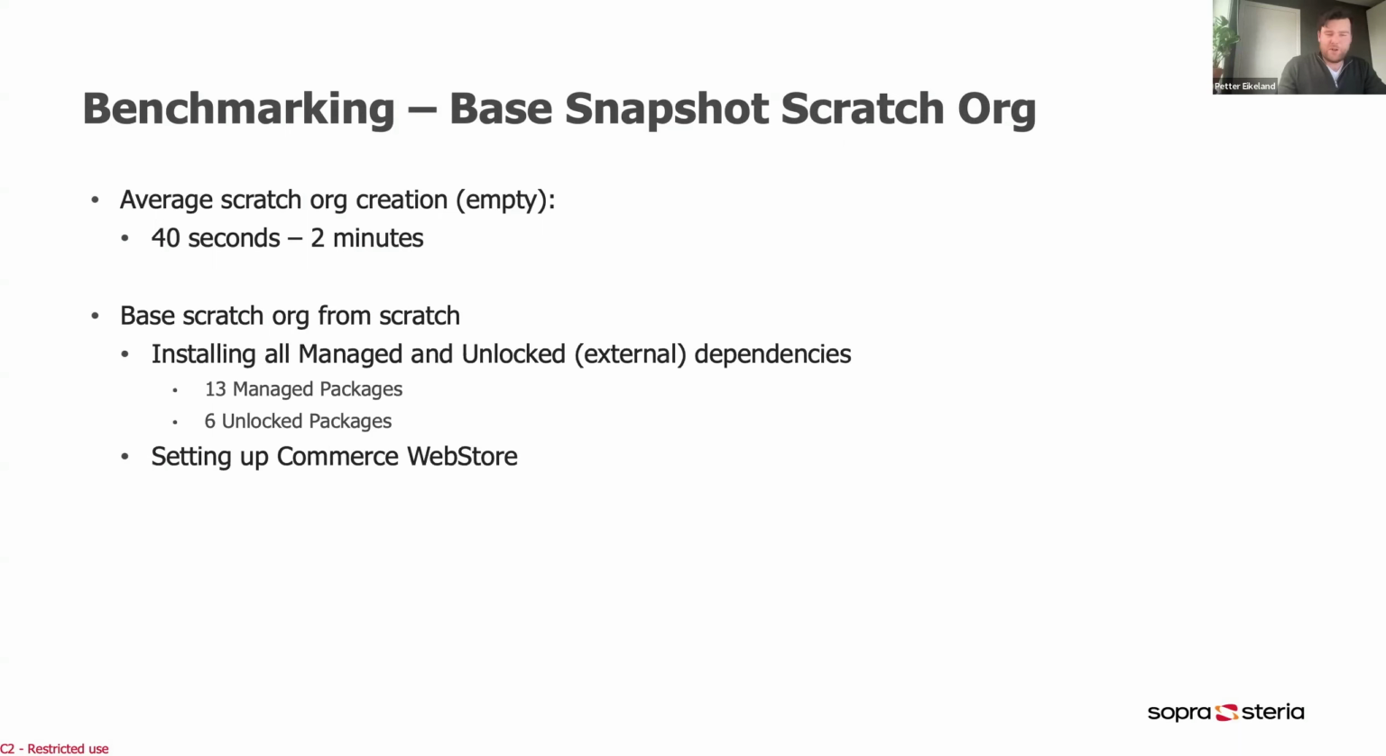Then you need to install all of those managed and unlocked dependencies, all those 13 managed packages, the 6 unlocked packages, setting up the commerce web store. All of that for us today takes around 30 to 35 minutes. So creation time, let's say approximately 1 minute, provisioning time, 30 to 35. And this is just a base scratch org. We haven't deployed our Apex classes, our objects, Lightning Web Components, the user access policies, whatever. This is still not any of our configuration of our environments.